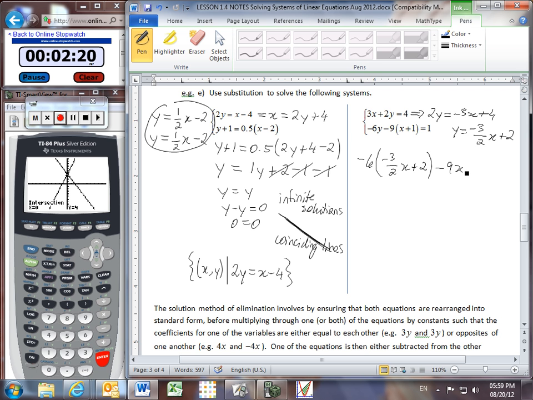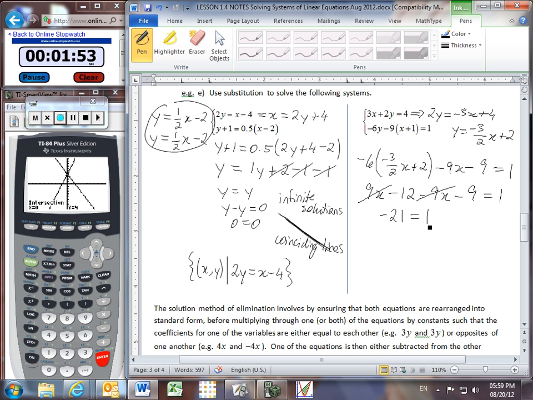and my negative 9, I'm going to distribute here. And now let's distribute the negative 6. That gives me a positive 18 over 2 and a negative 12. 18 over 2, of course, was 9, and minus 9x. And then we've got minus 9 equals 1. Do you see it? 9x minus 9x. The x's cancel. Negative 12 minus 9 gives me negative 21 is equal to 1.